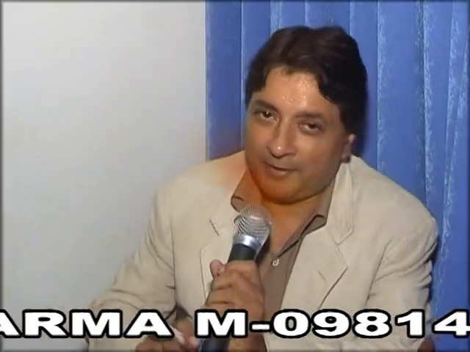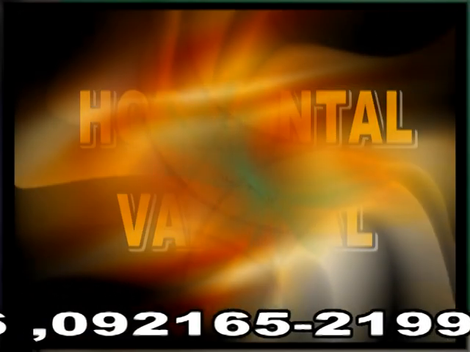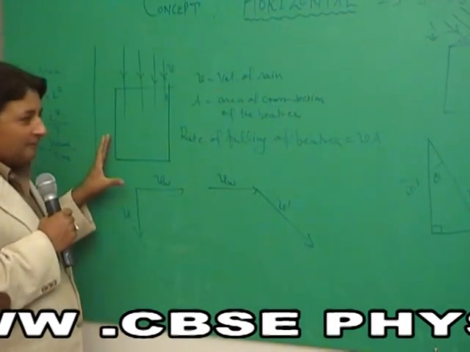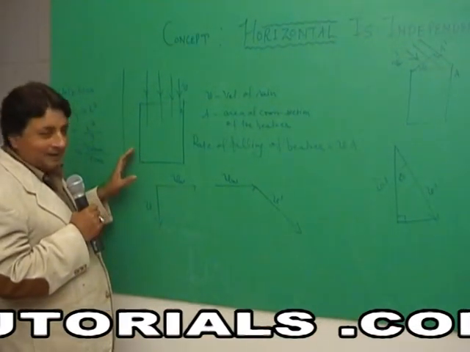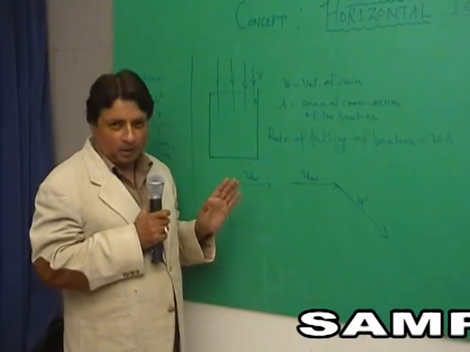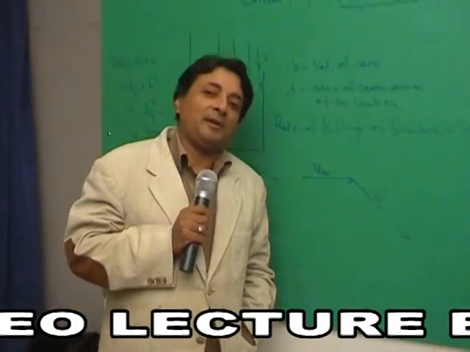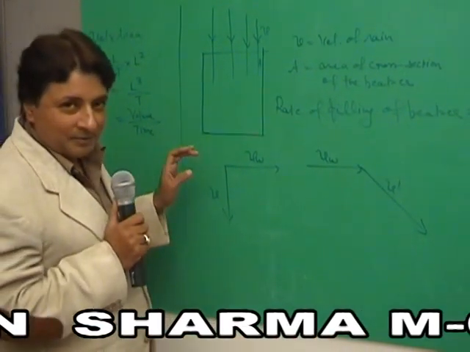How this concept can be explained, you have to move on to the board and focus on the board. Horizontal is independent of vertical. So there is a beaker. This beaker is left in an open rainy day. The rainy day is there, but no wind is there. Well, in physics we can assume it's raining but no wind, right? For the sake of our concept, we are assuming like that, students.